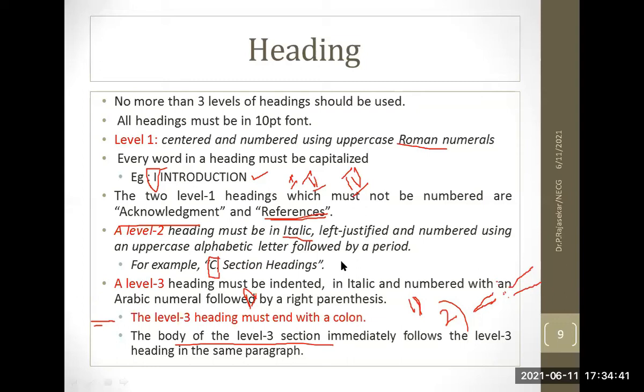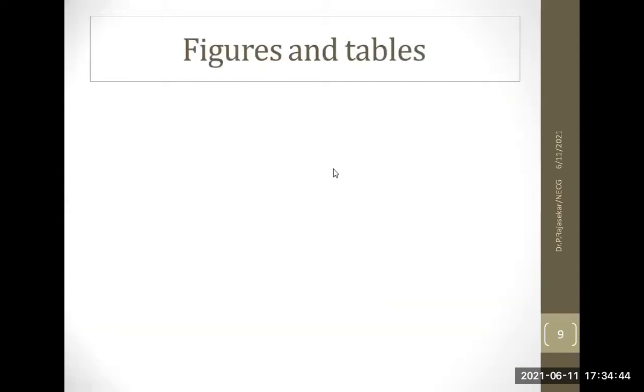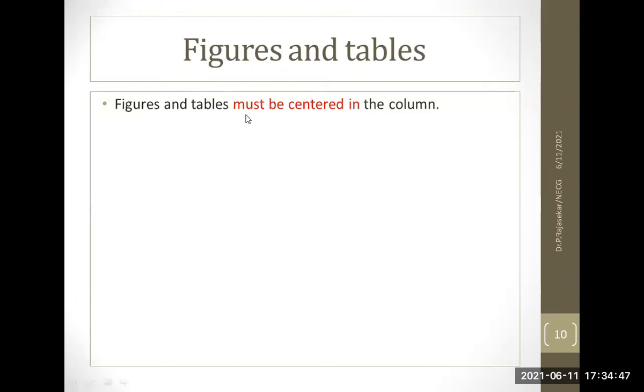Figures, how to name the figures. Figures and tables must be centered. They should not be left justified or right justified. You can use the Control E shortcut. Select the figure or the table, select all, and use Control E, which is center alignment. If you select all the content and use Control J, that means justified, both left and right. The shortcut key for centered is Control E.